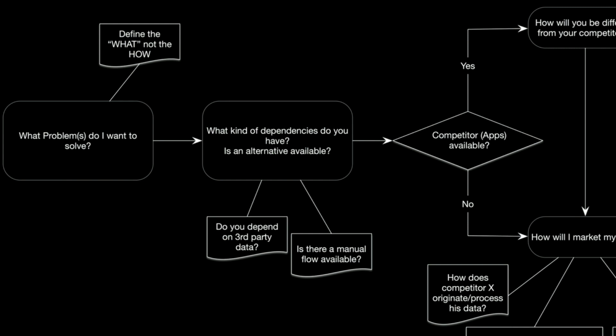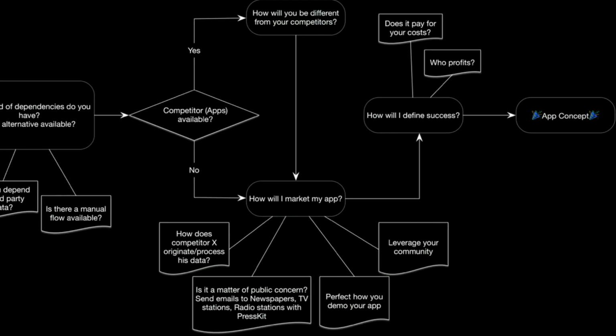And is there a manual flow available? In my case, there were schedules, but I just told you I've been waiting 20 minutes, so how good is a schedule that's 20 minutes behind? Then the other question I was asking myself is, are there competitor apps available? We're going to come to this in a moment. There are competitor apps available, but I had to scope out what's available at this point already.